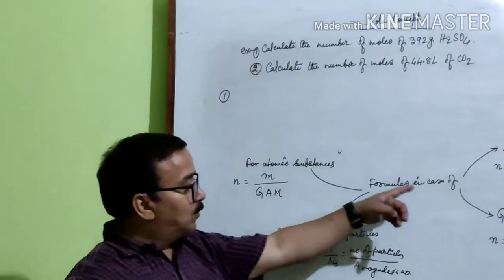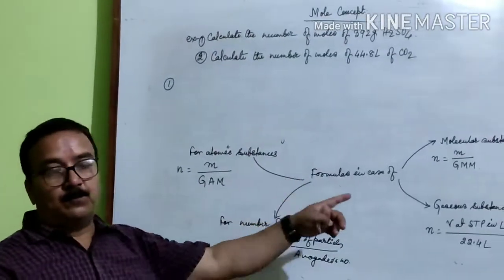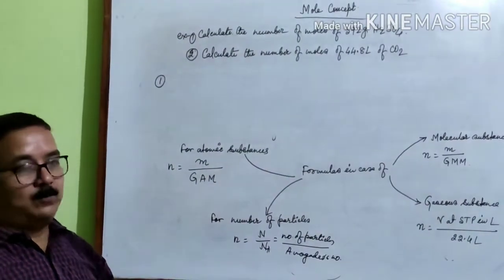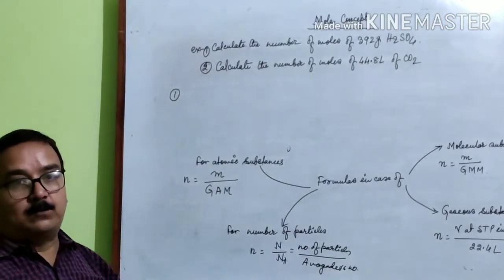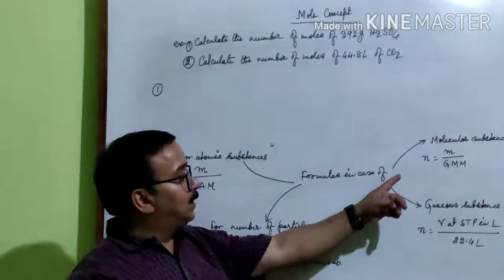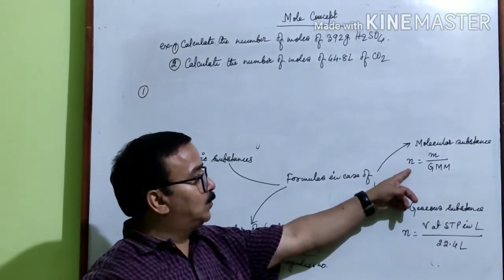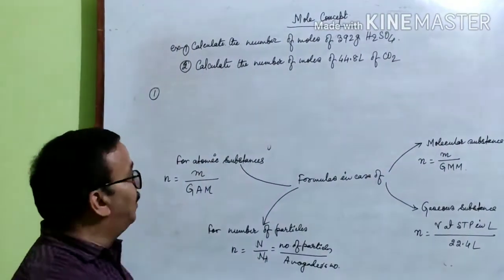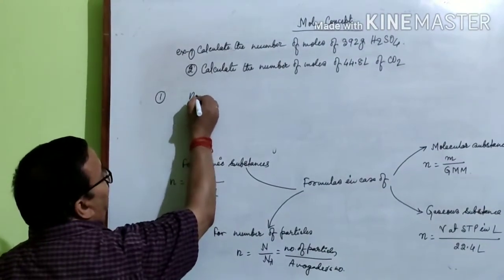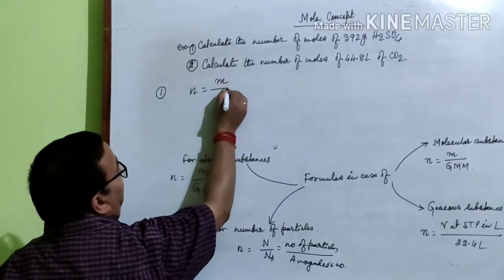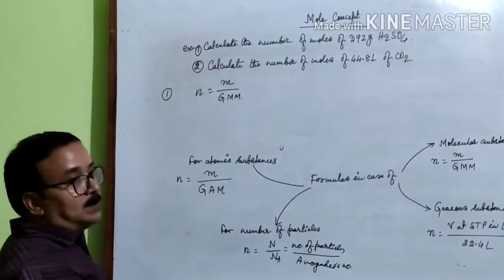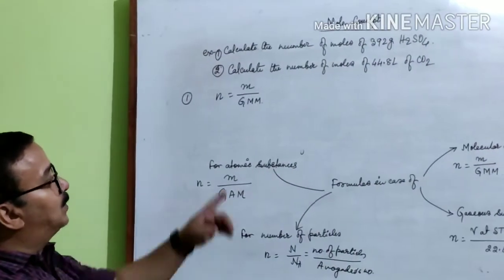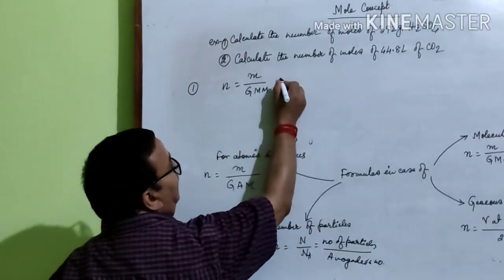Which formula out of these 4 formulas will we use? H2SO4 is a molecule, therefore we will use this formula n equal to m divided by GMM. So m is the given mass of the sample. What is the given mass? It is 392 gram.